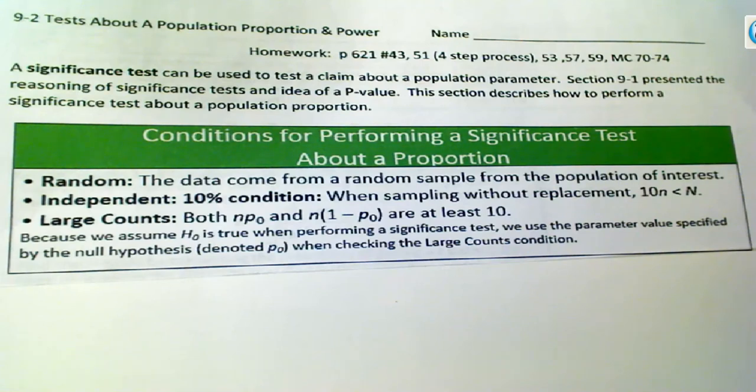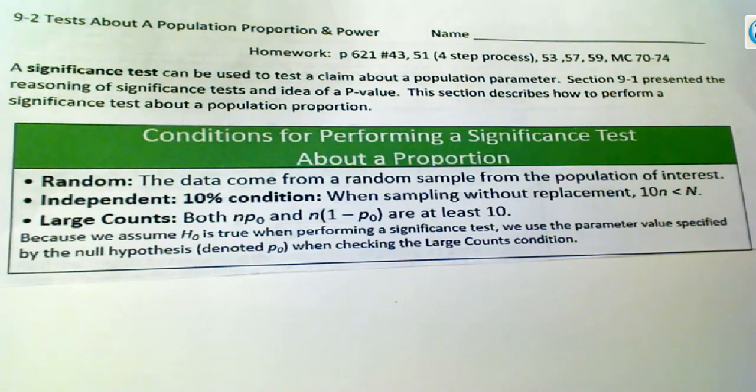Some of these are going to look familiar. The first one, random, is kind of different. We didn't do this before, but the data has to come from a random sample from the population of interest. Usually you just check the problem and it'll say you have a random sample. Independent, or the 10% condition, which we've been doing for a couple of chapters. When you sample without replacement, you've got to do 10 times n is less than capital N. 10 times the sample size has to be less than the population size.